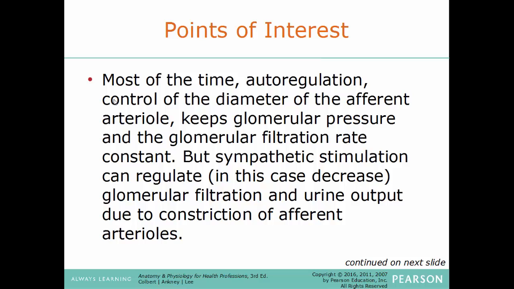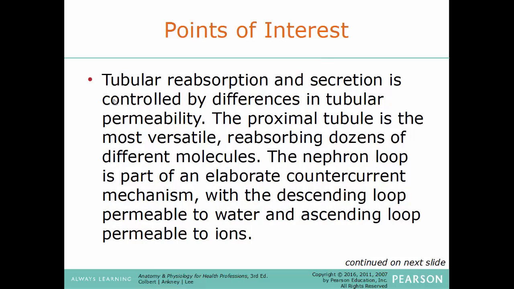the constriction of the afferent arterioles. The less blood goes into the glomerulus, the less blood can be filtered, which means less filtrate, which means less urine produced. Tubular reabsorption and secretion is controlled by differences in tubular permeability.